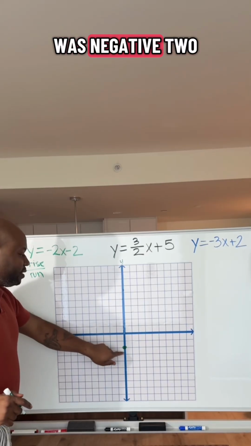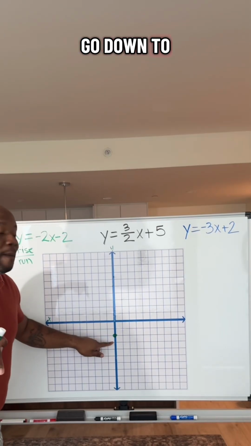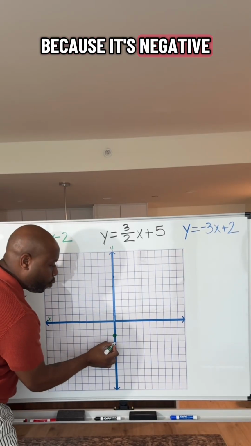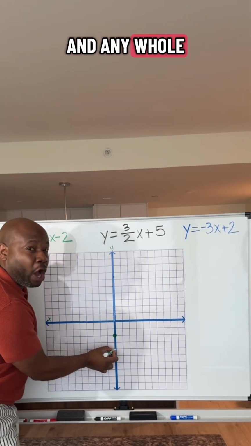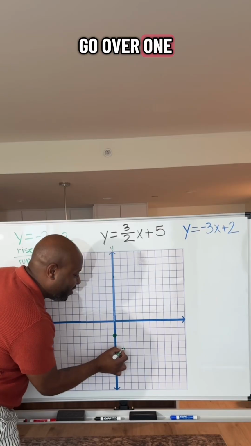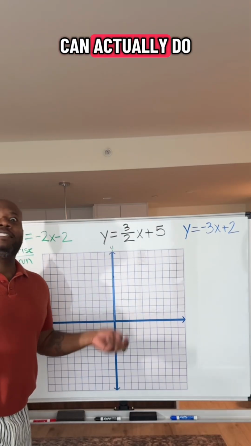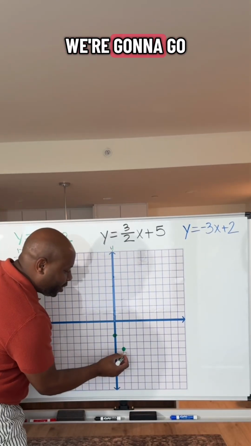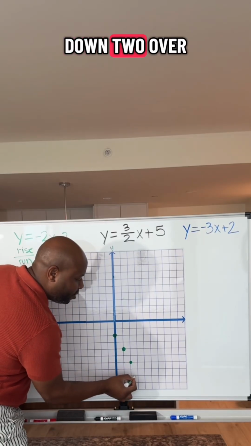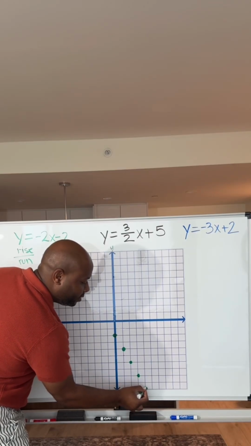Our y-intercept was -2. From our y-intercept, we're gonna go down 2. We're not gonna rise, we're gonna go down 2 because it's negative. 1, 2, and any whole number is a number over 1. So we're gonna go over 1. There's our point right there. We can do it again. We can actually do it all day. From that point, we're gonna go down 2 over 1. Down 2 over 1. And down 2 more over 1.